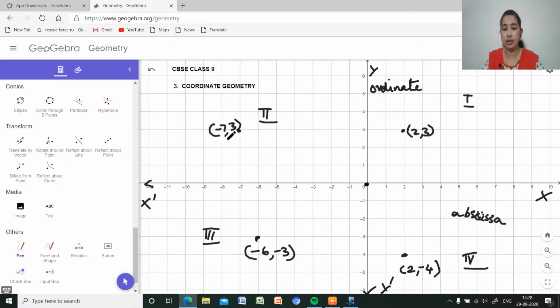So in all these four quadrants: in the first quadrant both the x value and y value are positive. In the second quadrant, the x value is negative and the y value is positive. In the third quadrant, both x and y values are negative, and in the fourth quadrant the x value is positive and the y value is negative.